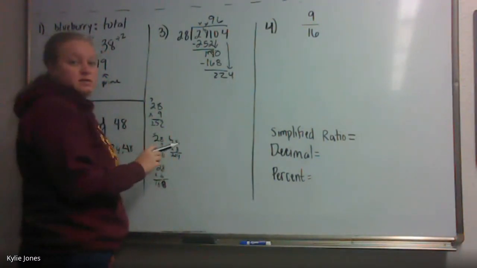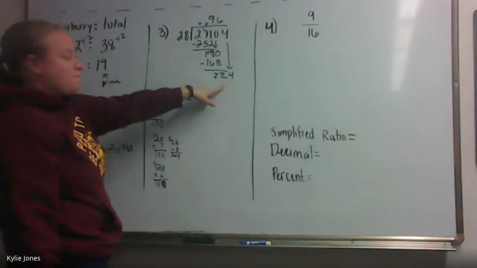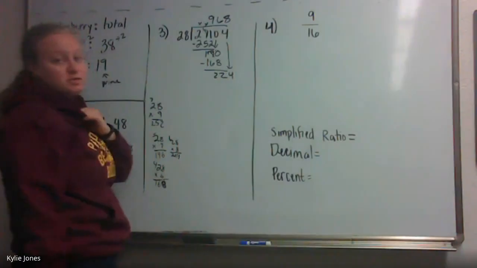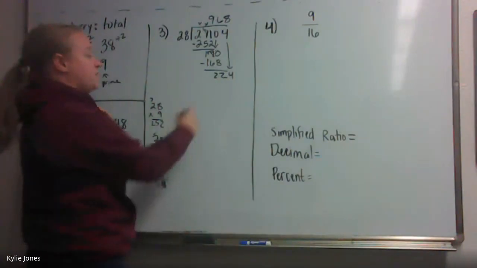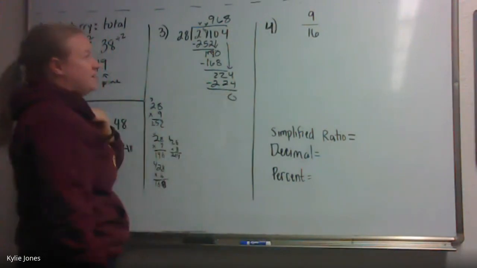What do you guys think? What was the question again? Okay, how many times does 28 go into 224? 8 times. Goes in 8 times. And when you do the multiplication, you actually get 224 with a remainder of 0.